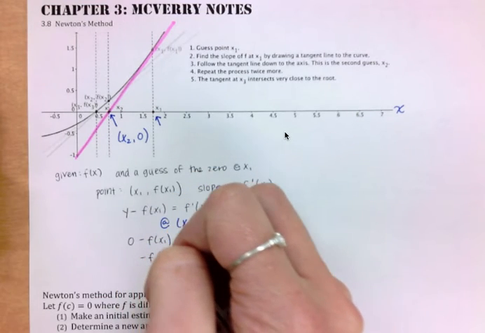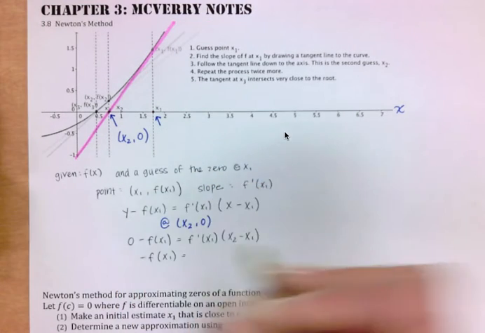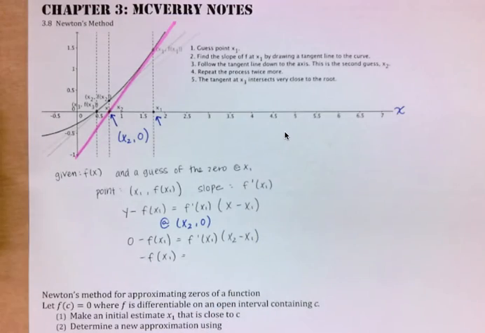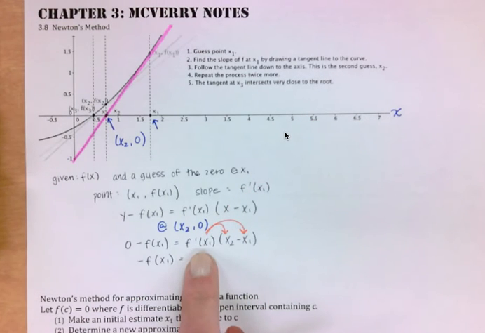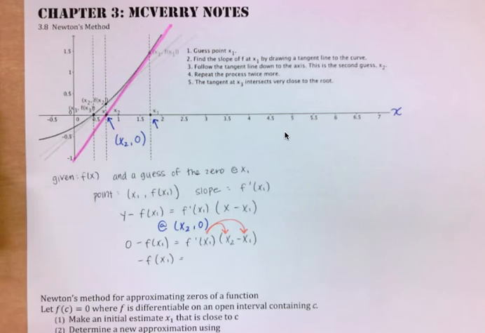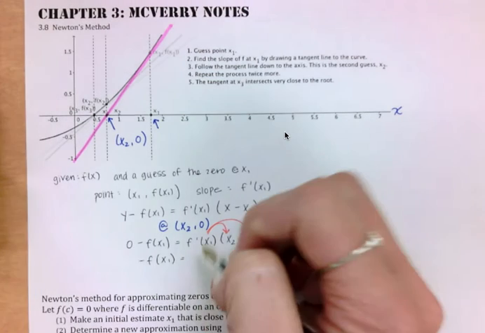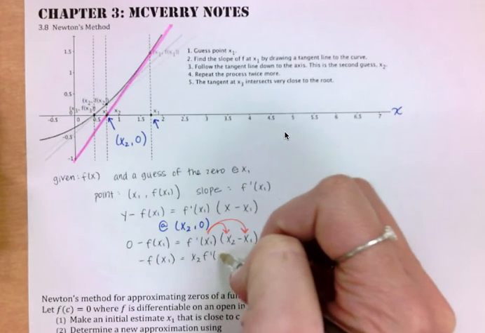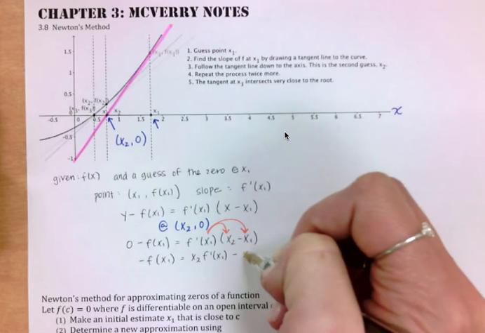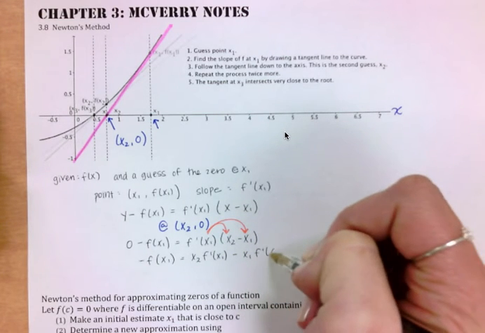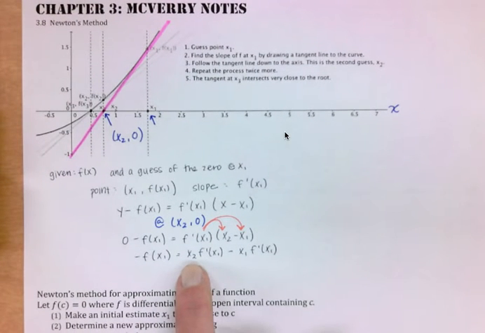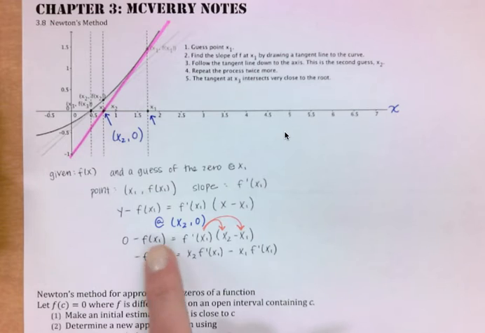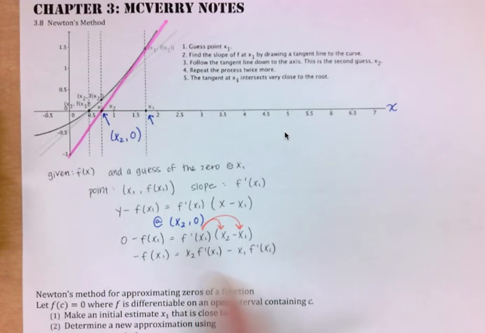So opposite of f of x1, if you distribute this, remember that the derivative at a point is a number, not a function. So we get x2 times the derivative at x1 minus x1 times the derivative at x1. That's just distributing. We want x2 by itself, so let's move this over here. Let's move this to the right.